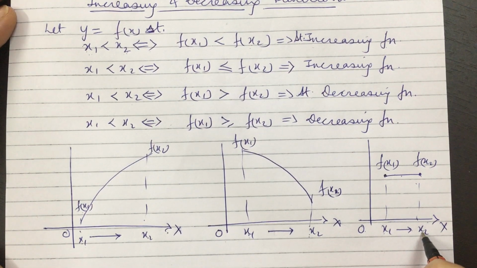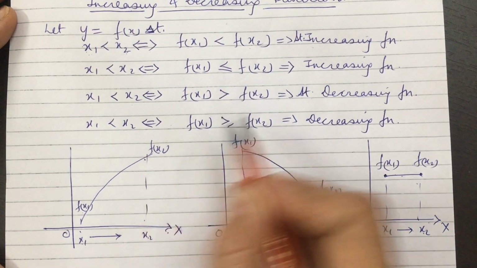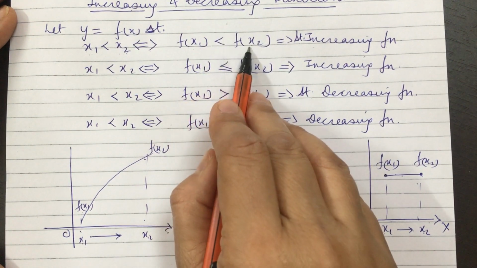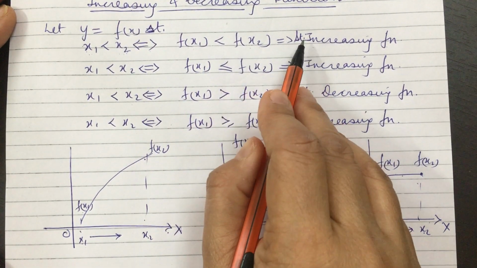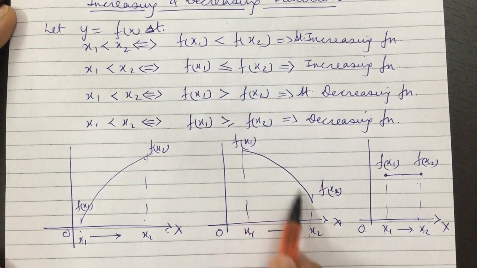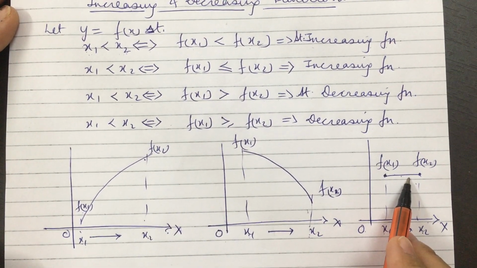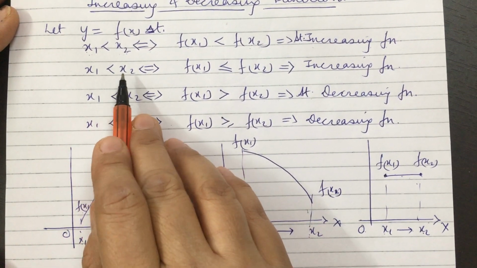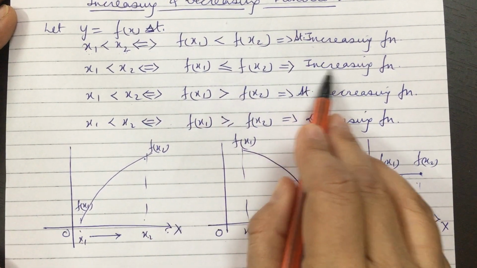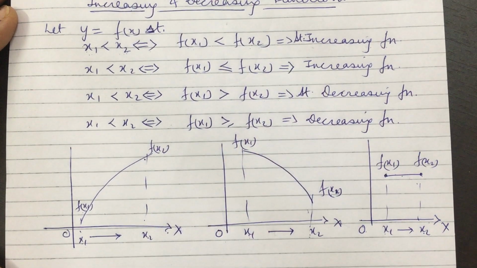Now if it is this category, that is when x1 less than x2 implies f(x1) is strictly less than f(x2), it is called a strictly increasing function. In the same way, this one is called a strictly decreasing function. If it is a combination of both strictly increasing and constant, that is x1 less than x2 implies that f(x1) is less than or equal to f(x2), we call it an increasing function. The term strictly is removed from here.